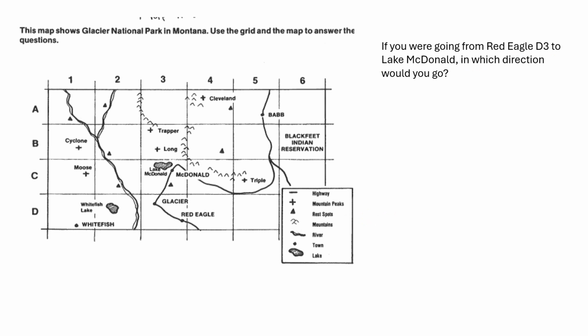Next question. If you were going from Red Eagle in D3 to Lake McDonald, in which direction would you go? So you start at Red Eagle and you go to Lake McDonald. Which direction would you travel? You might have to draw yourself a compass rose.